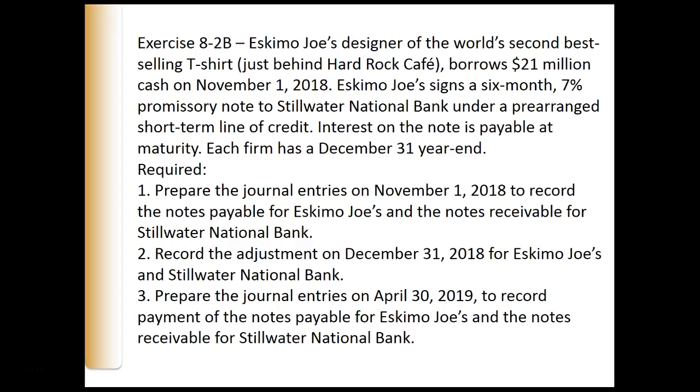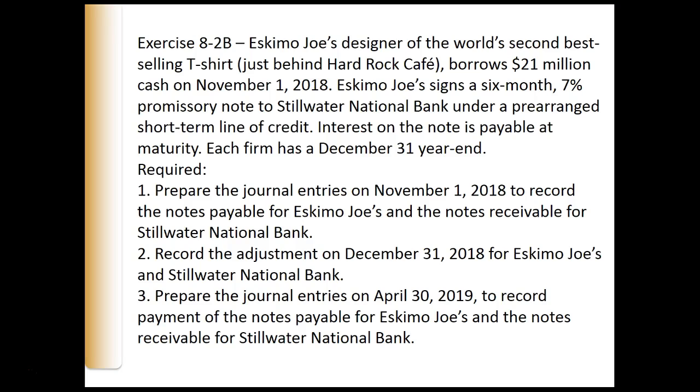So this exercise is 8.2b. I guess I should say problem 8.2b. Eskimo Joe's, designer of the world's second best-selling t-shirt, just behind Hard Rock Cafe, borrows $21 million cash on November 1st, 2018. Eskimo Joe's signs a 6-month, 7% promissory note to Stillwater National Bank under a prearranged short-term line of credit. Interest on the note is payable at maturity. Each firm has a December 31st year end.